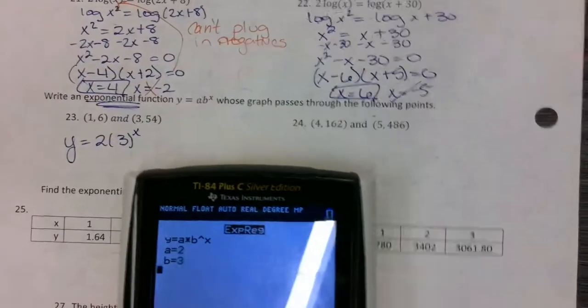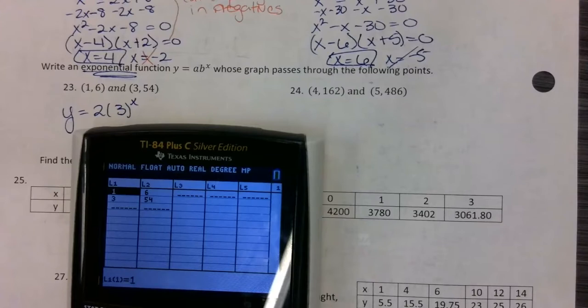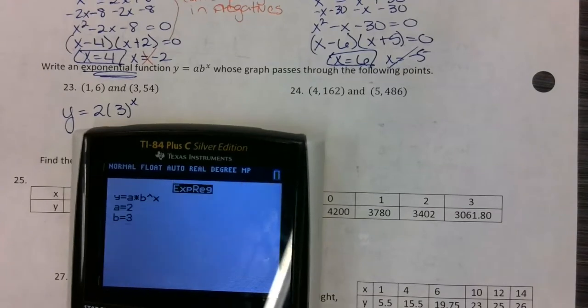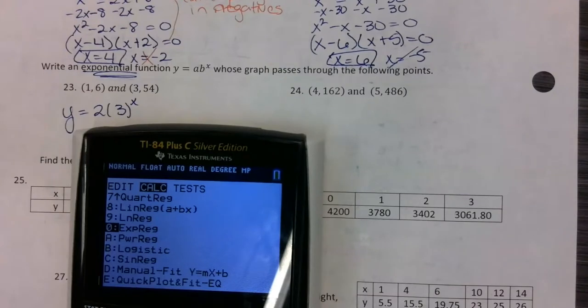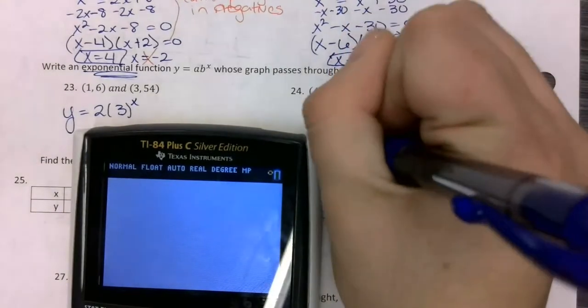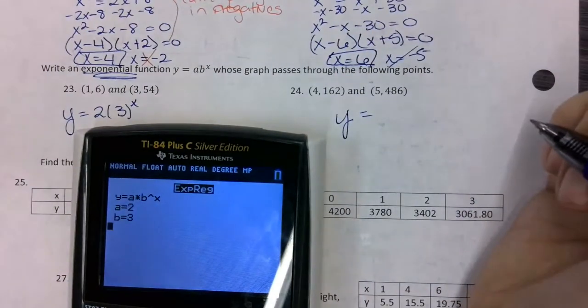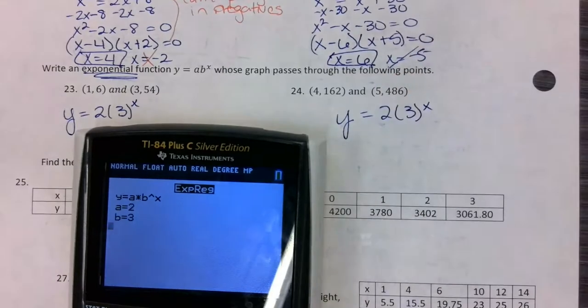Same thing for number 24. So I'm going to go stat, edit, X are L1, Y are L2, so I have 4 and 5 for my X's. And then I have 162 and 486 for my Y's. I go stat calc. That was choice 0. And I have Y equals 2 times 3 to the X.